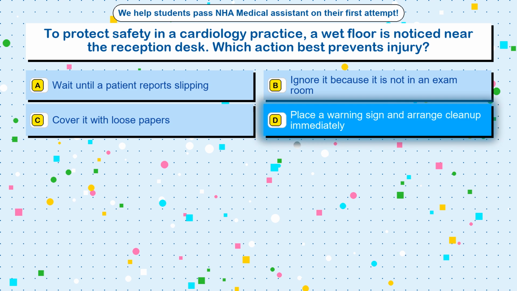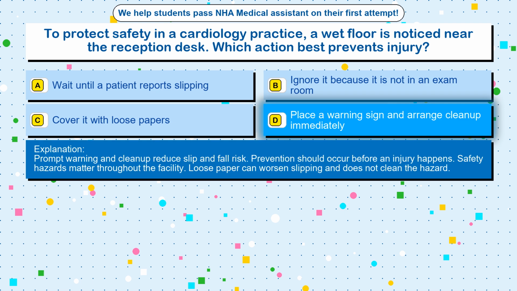The correct answer is option D, place a warning sign and arrange cleanup immediately. Prompt warning and cleanup reduce slip and fall risk. Prevention should occur before an injury happens. Safety hazards matter throughout the facility. Loose paper can worsen slipping and does not clean the hazard.